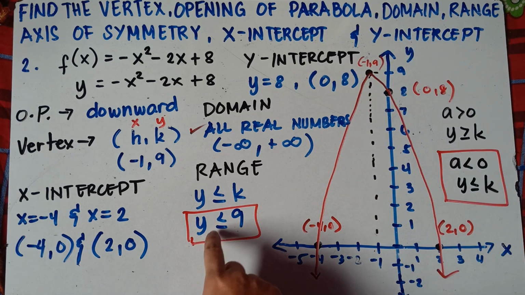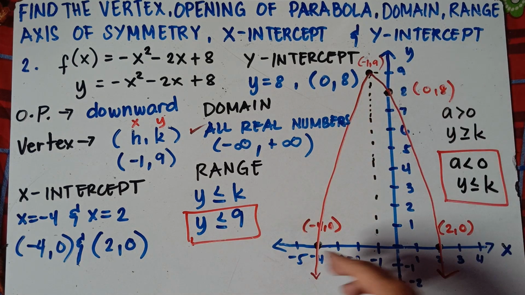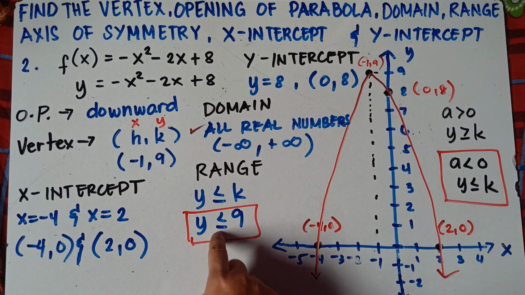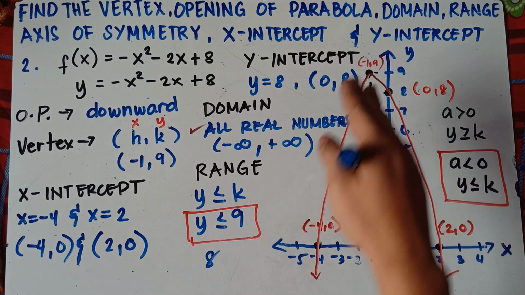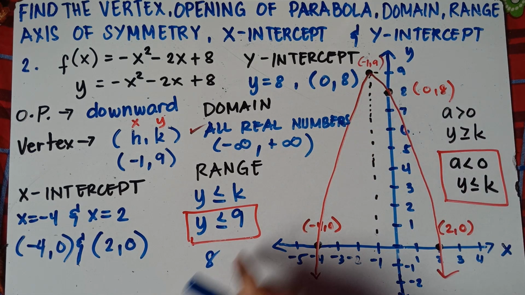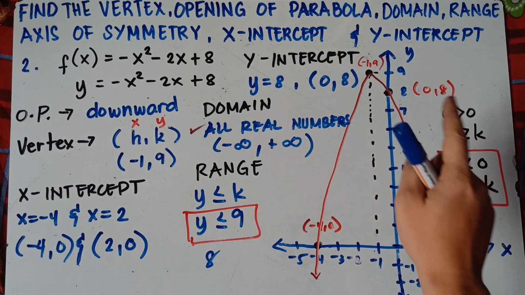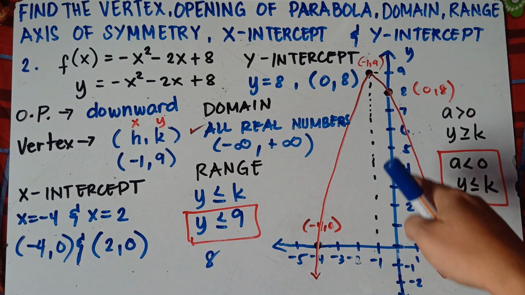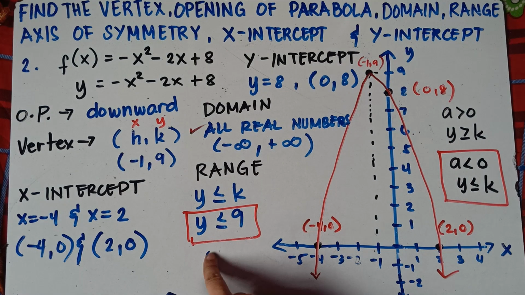So you can have y less than 9 or equal to 9. So it starts at 9, then less than 9. For example, class, 8. Is 8 acceptable? Yep, because your graph will go down. So you can have 8. You can have 7 as y values. You can have 6, because your graph will go down, class. Y is less than or equal to 9.